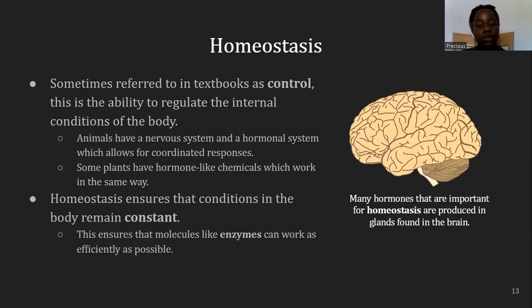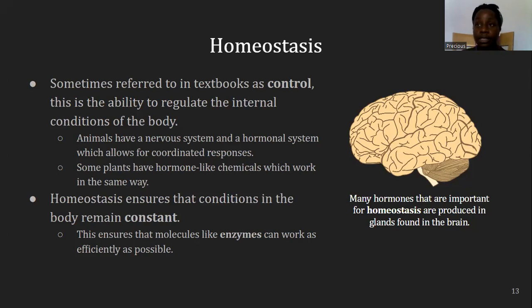Okay, so your body is able to do things like regulate your temperature, right? Or try to regulate your acid-base balance, just to make sure that everything continues to work the way it's supposed to. Okay, so it says here that it is the ability to regulate the internal conditions of the body, right? Normally, when a body senses a change in its environment, its response is to try to regulate the internal environment to keep the body working as it's supposed to. So it says here, animals have a nervous system and a hormonal system which allows for coordinated responses. So your nerves help to sense things, and then your body sometimes tries to regulate with the help of hormones.